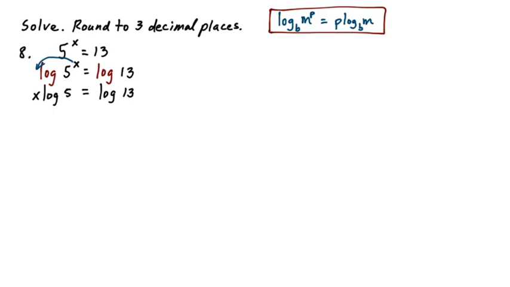Now keep in mind the log of 5 stays all together. I mean, we don't write the base, but it's understood to be a 10 there. But this is a value, and we treat it like a single number. So we're just going to divide each side by the log of 5. And so finally we end up with x equals the log of 13 over the log of 5.